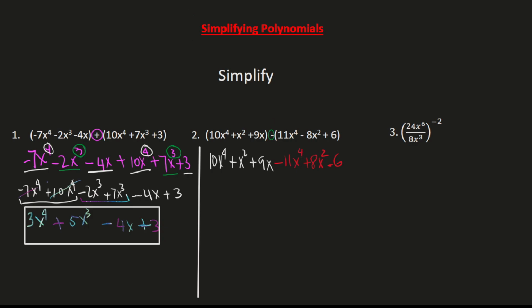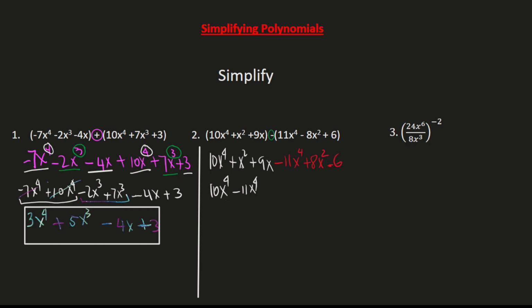All right, so now let's get the like terms together, the same way we did for number 1. We get x to the fourth here, that's one x to the fourth, and we get another x to the fourth over here. Let's put them next to each other. I'm going to move this one up here for more understanding. This is 10x to the fourth, minus 11x to the fourth. Put them next to each other so that you can do the operation easily.